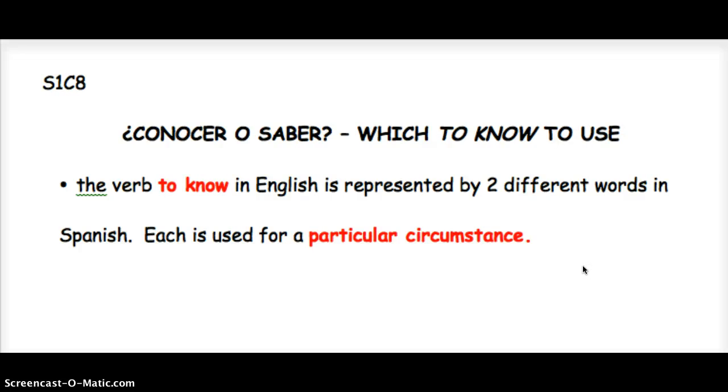Español 1, capítulo 8. Conocer o saber. Which to know to use.